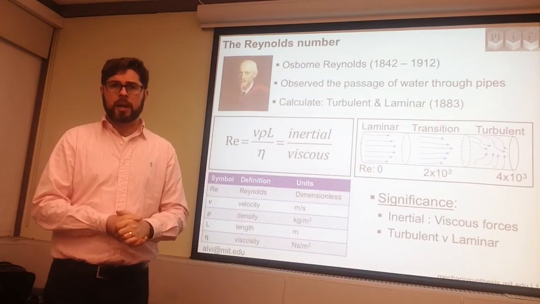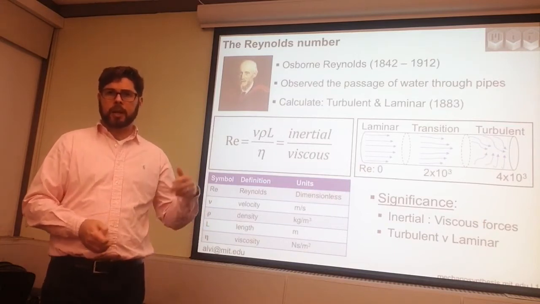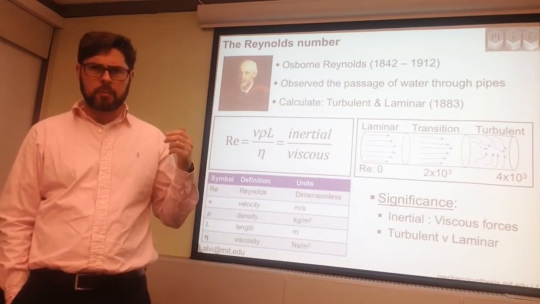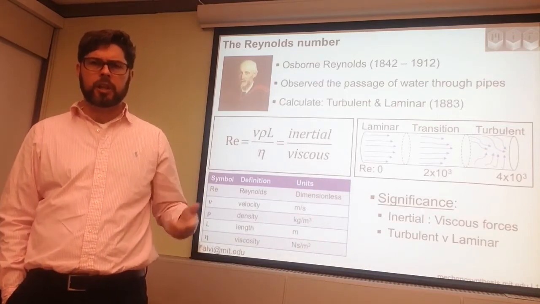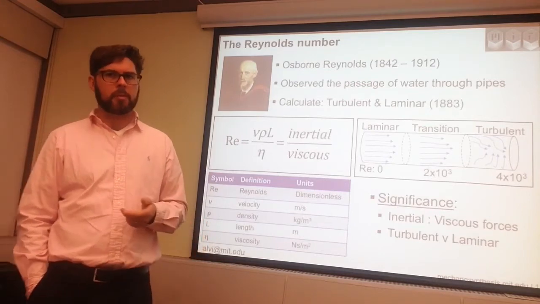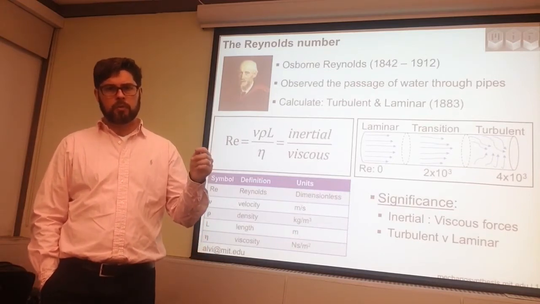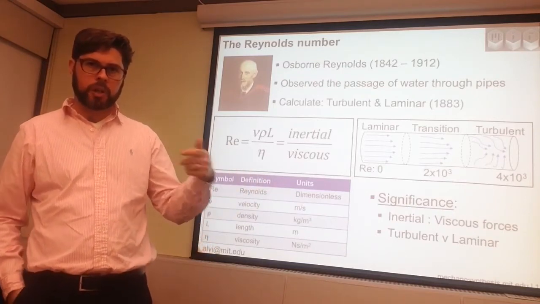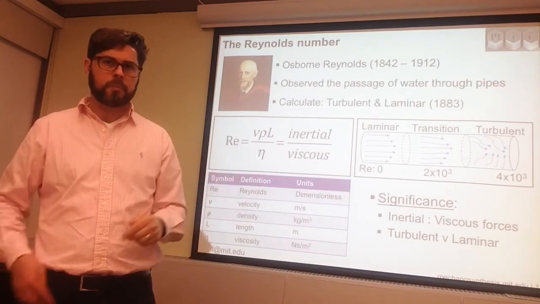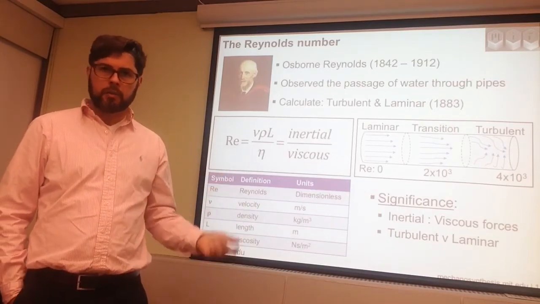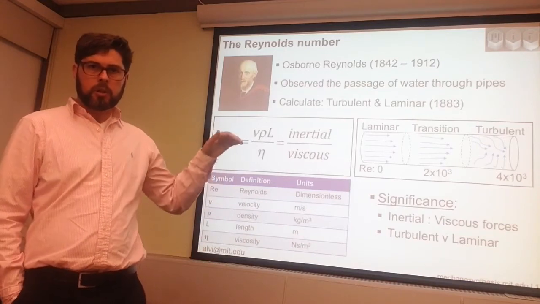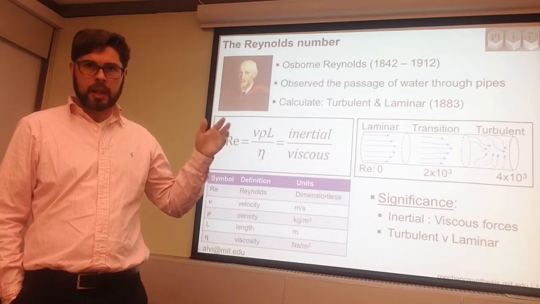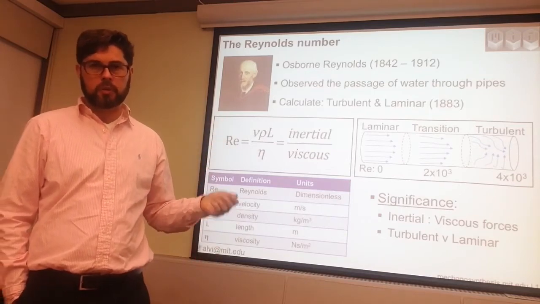He was able to use the mathematics to calculate and predict whether you're going to be in a turbulent or laminar regime based on certain physical parameters associated with your system. Those physical parameters being the velocity of your fluid, the density of your fluid, the characteristic length upon which you're interested in observing your fluid, and also the viscosity of your fluid. Now the top parts are associated with the inertial forces, remember velocity, density, and length, and the bottom part is associated with your viscous forces.